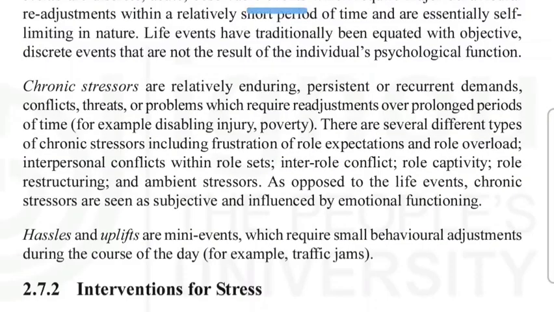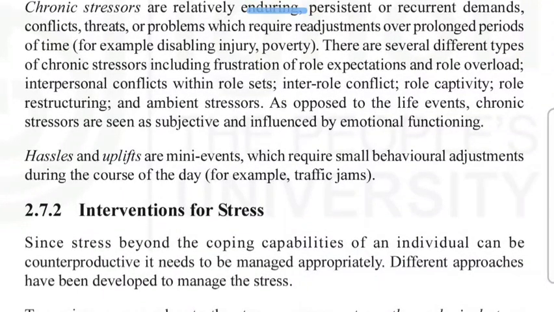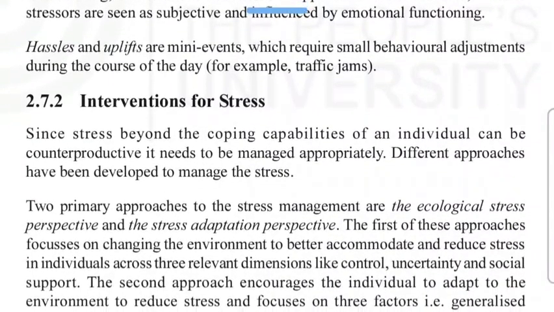Chronic stressors are relatively enduring, persistent or recurrent demands, conflicts, threats, or problems that require readjustments over prolonged periods of time. For example, disabling injury or poverty. There are several different types of chronic stressors, including frustration of role expectations and role overload, interpersonal conflicts within role sets, inter-role conflict, role captivity, role restructuring, and ambient stressors. Unlike life events, chronic stressors are seen as subjective and influenced by emotional functioning. Hassles and uplifts are many events that require small behavioral adjustments during the course of the day, for example, traffic jams.